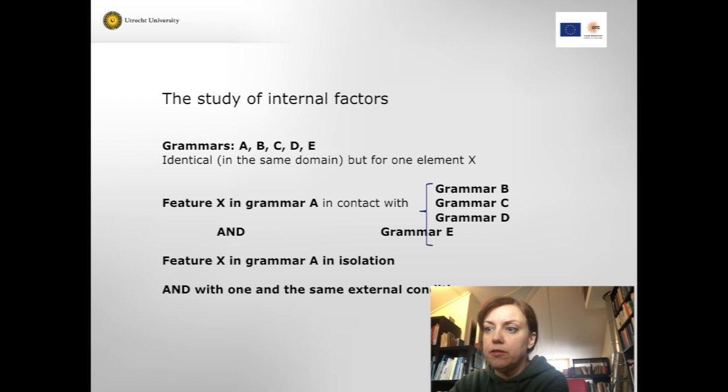And ideally, some of these grammars have the same setup for the same parametric value for this feature. So imagine B and E have the same value. So X in contact with grammar B and grammar E should give the same result if change is due to contact. If change is internally driven, you will not observe any difference. And we will be able to zoom in on this specific functional head, so to really observe change at the microscope.